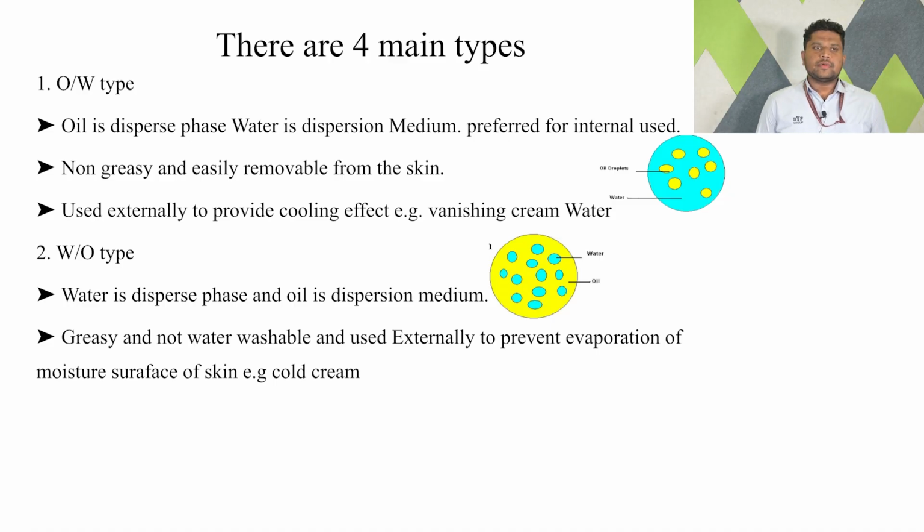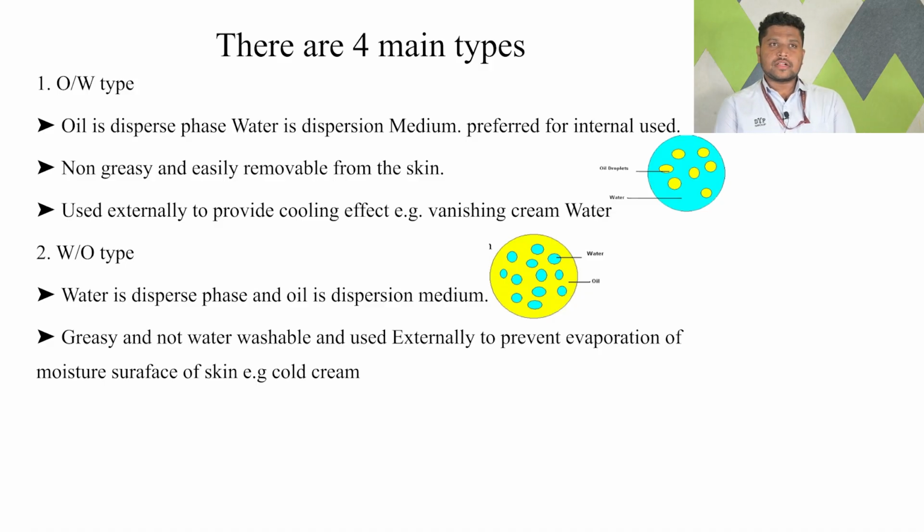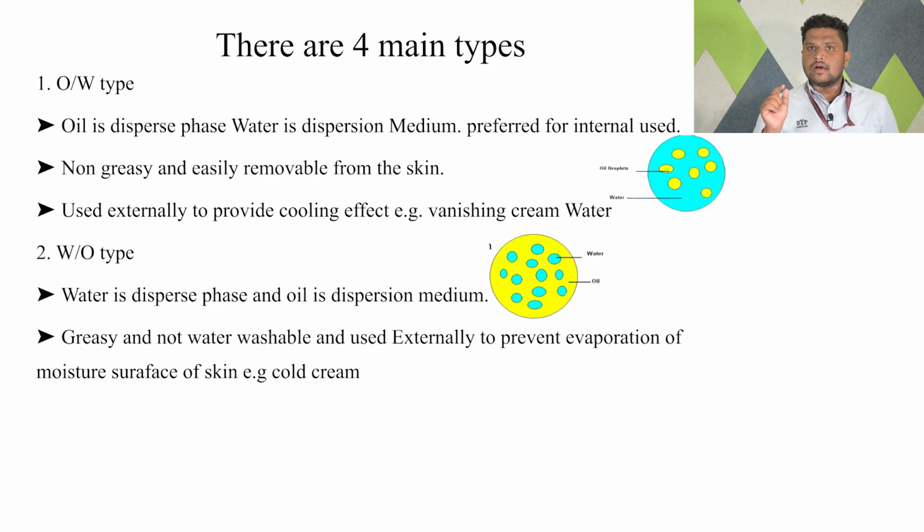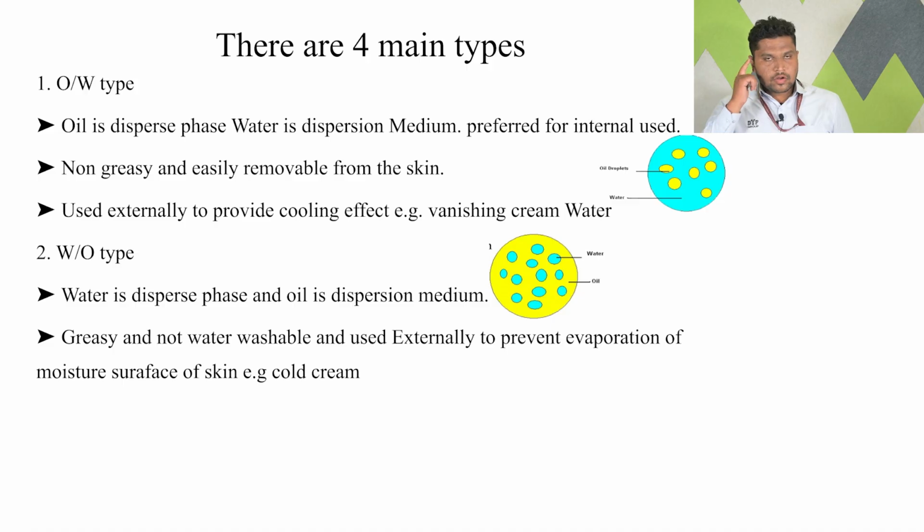The next is the water in oil type of emulsion. Water is the dispersed phase and oil is the dispersion medium. There is a difference between dispersed phase and dispersion medium. The dispersed phase is the lesser quantity. You can see on the screen the finite globules present in the big circle. These are the globules. In the oil in water type of emulsion, the yellow globules are the oil droplets, and the big circle is the water. And in the water in oil type of emulsion, the small globules act as water, and the big circle is the oil.